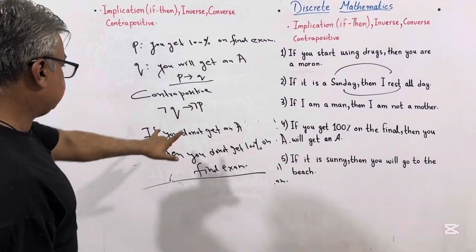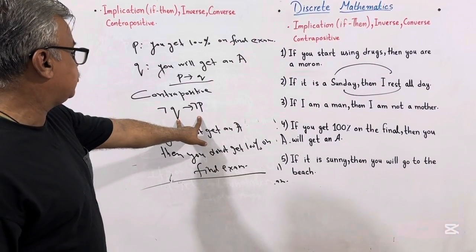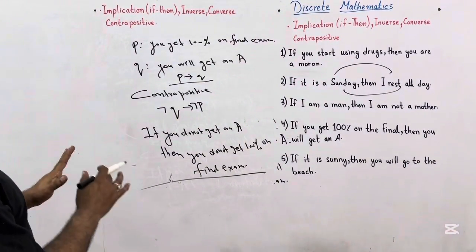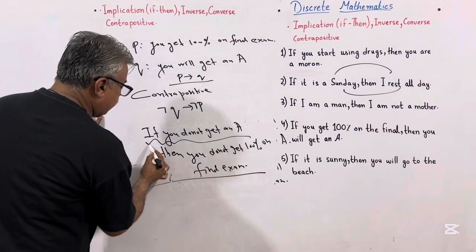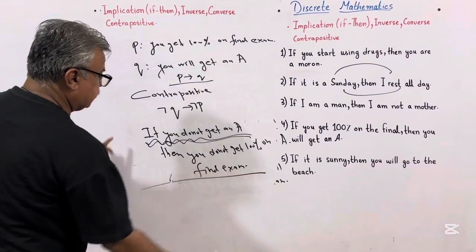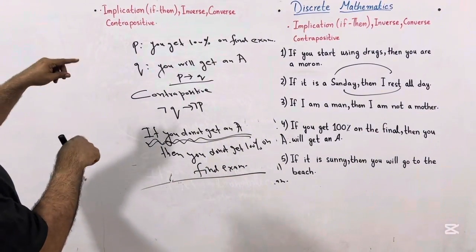Its contrapositive is negation of Q implies negation of P. The if part accommodates present simple tense. That's why I have switched over tenses as well.